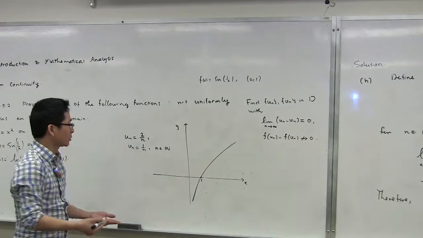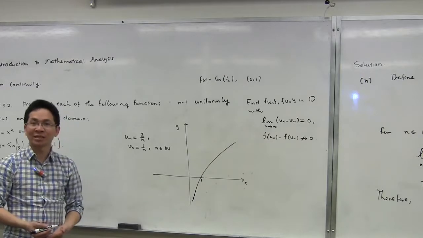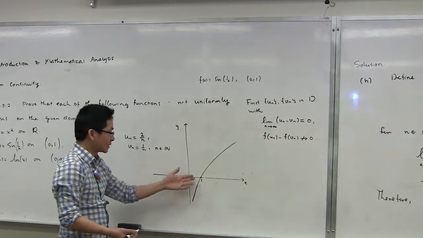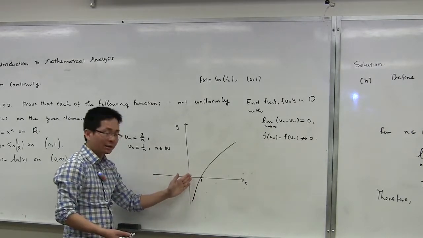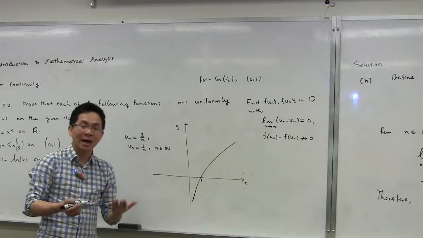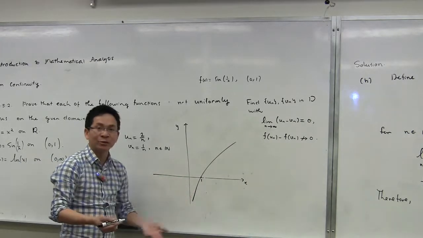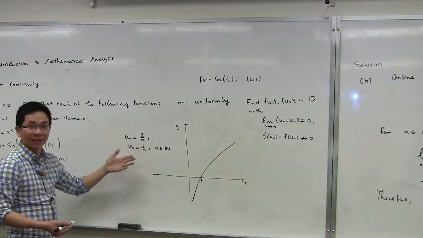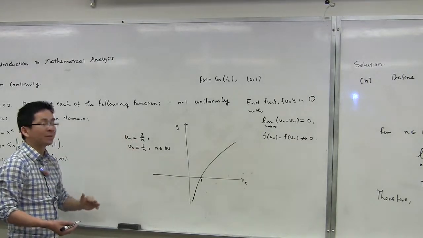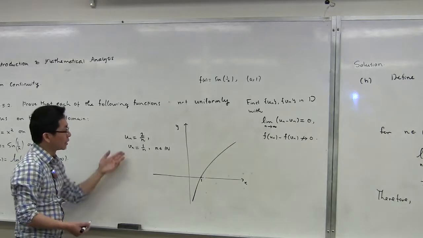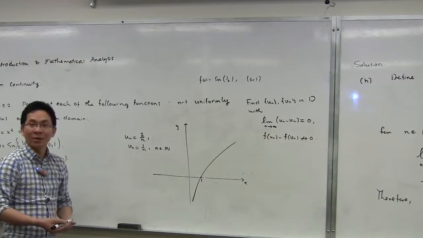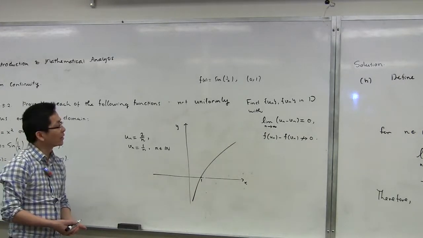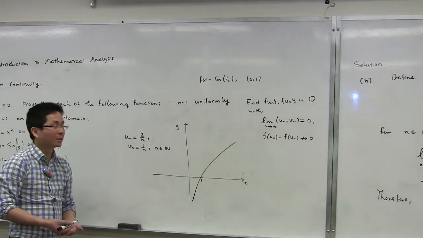Similarly, we can show that the function is not uniformly continuous on 0 to infinity. By looking at the graph of the function, we can see that when u and v are near 0, u and v are close to each other, but f of u and f of v could be far away from each other. So you can try the following sequences: un is 2 over n, and vn is 1 over n. We can also show that un minus vn approaches 0 as n approaches infinity, but f of un minus f of vn does not approach 0, and therefore f is not uniformly continuous on 0 to infinity.